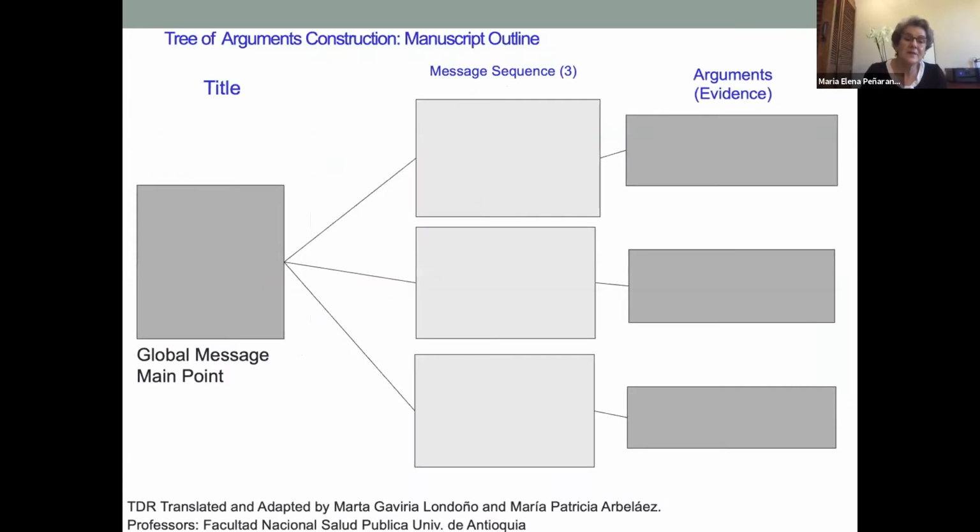This is the same, and here's the blank page for you to do your own study, for you to exercise this. So with the 20 people that we have in the afternoon, we're going to be doing this exercise with the main point of global message, the 3 arguments, and then evidence for those arguments that you can do briefly, and then you will have very organized your article.